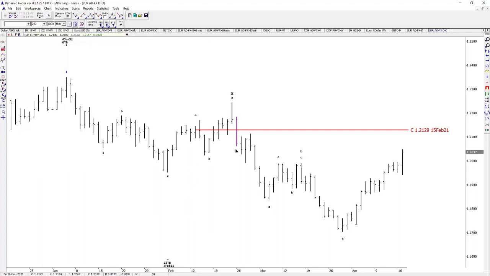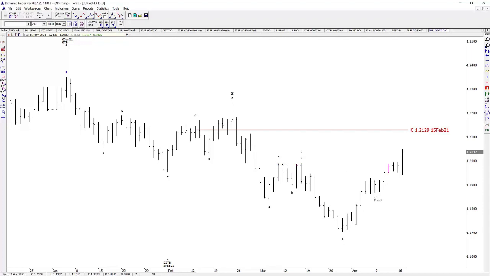If not, what could it be? Well, this could have been an ABC. We have a separator of an ABC correction, and that would indicate that we should have at least one more ABC decline to finish off what we call a double 3, an ABC X ABC. So potentially, now we've completed this high, we have completed this higher time frame correction. That's potentially a wave 2 or some sort of correction.